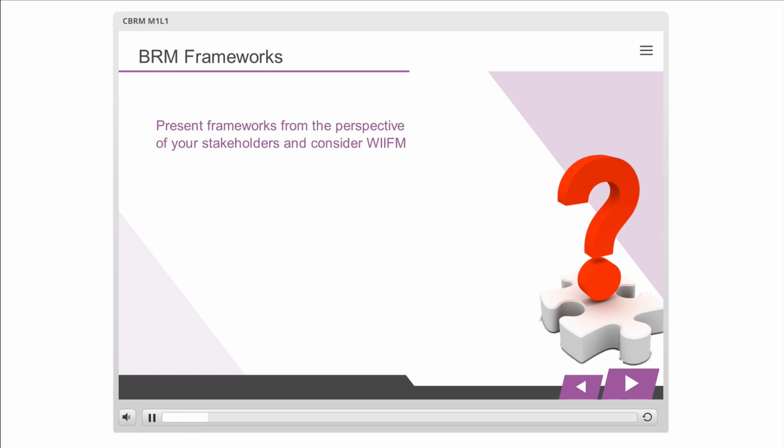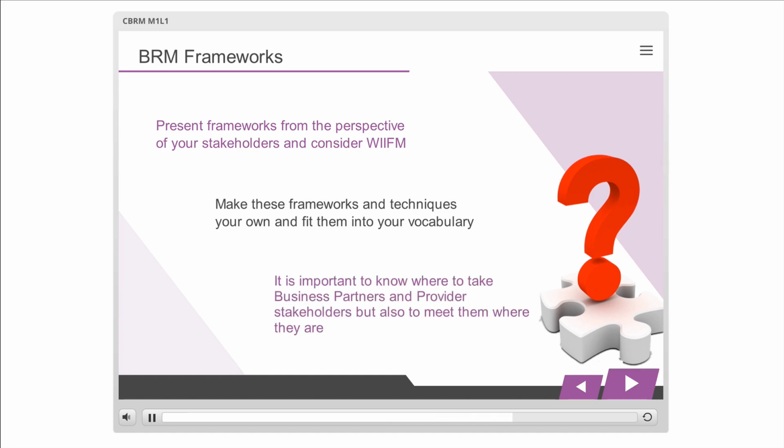Present frameworks from the perspective of your stakeholders and consider what's in it for them, also known as WIFM, or what's in it for me factor. You need to consider how to make these frameworks and techniques your own, and how to fit them into your enterprise context and vocabulary. It is important for you to know where you must take business partners and provider stakeholders, but also to meet them where they are, building on the known.